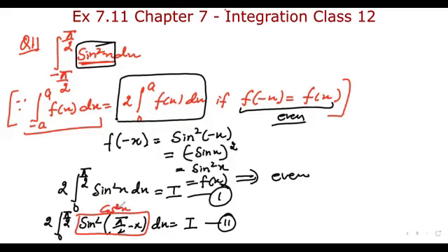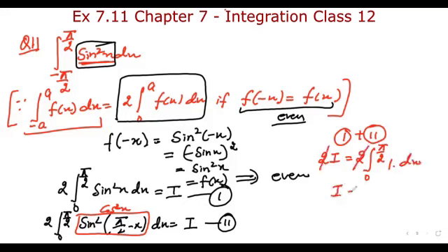I'm doing it here. Now adding first and second. If I add first and second, I will get 2I, and this is 2 times the integral from 0 to pi by 2, and definitely sin square x plus cos square x will become 1 into dx. Very simple. This and this will cancel. And the value of I, the integral of dx, is this, from 0 to pi by 2. So my answer will directly be pi by 2.